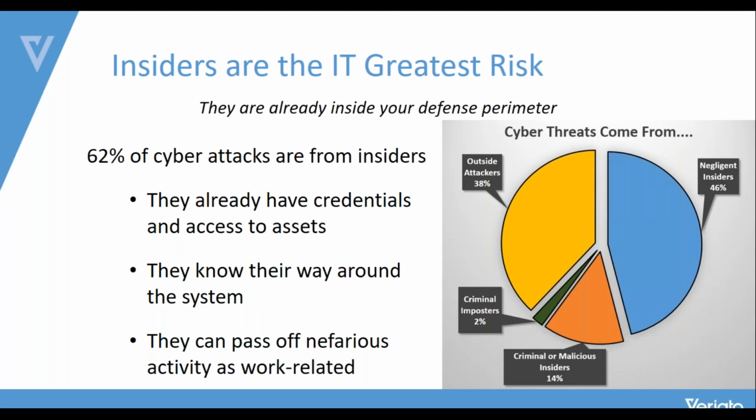All right. So again, 62% of those cyber attacks are from those insiders. They already have credentials and access to all your assets, just like that nanny. They know their way around the system already, just like her knowing her way around your house, and they can pass off nefarious activity as work-related. So it's hidden. We won't even recognize that it's happened for a while. So that's one of the problems.